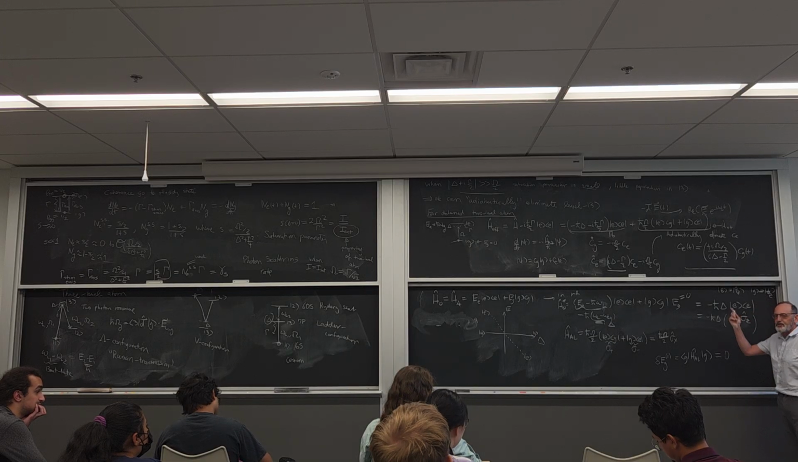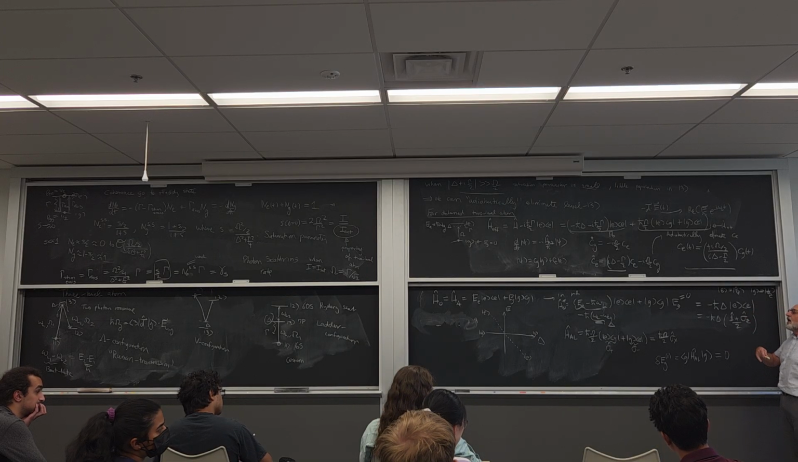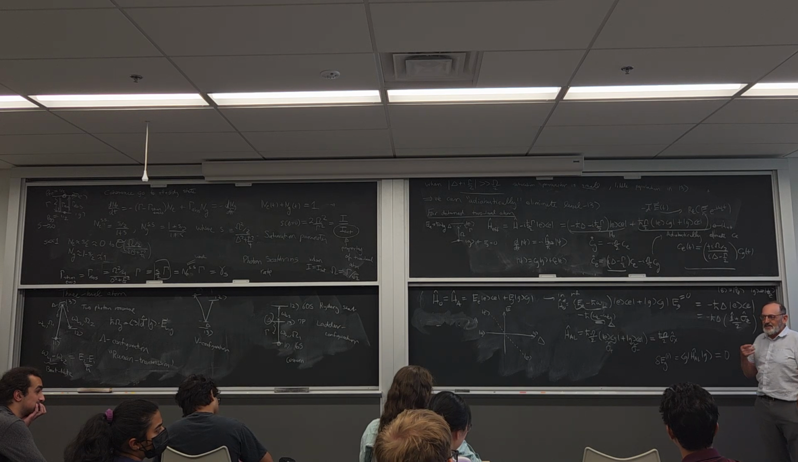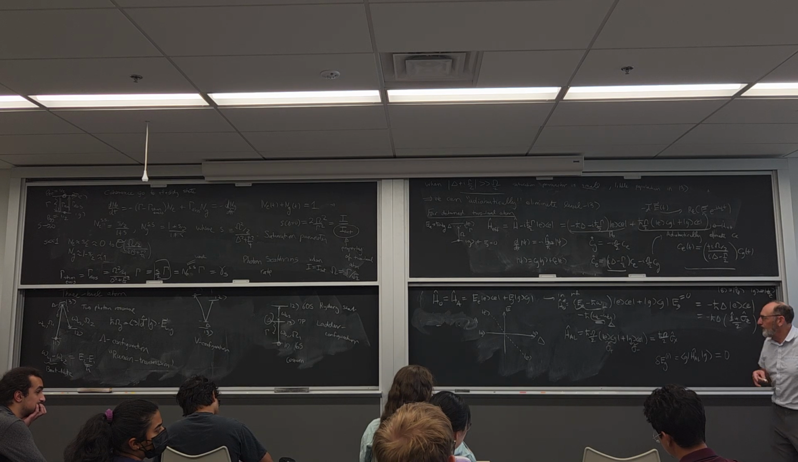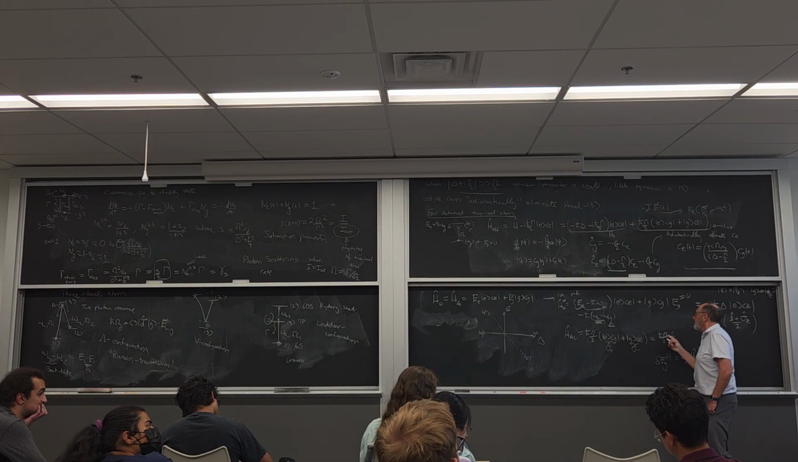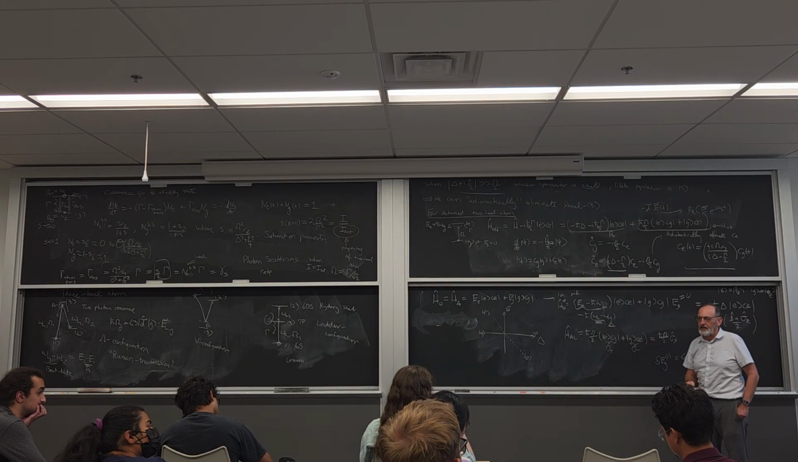Zero. Same thing is true for the excited state. So the first non-vanishing shift is going to be second order. It's going to be on the order of omega squared over delta squared.